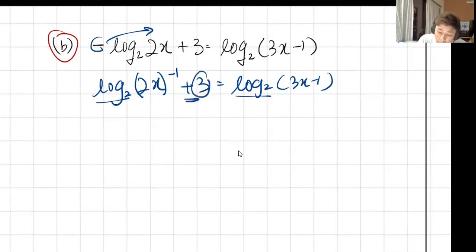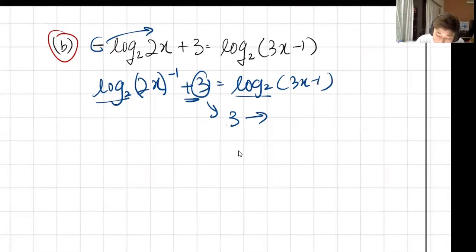How do you remove the plus 3 is also another trick. You can express any number in terms of log base something. How? If I want to express 3 into log base 2, what can I do? Think and see what you can do. Okay, I give you a few seconds to think. It's actually quite good thinking of this thing. How can I express 3 into log base 2 of something? Okay, so the answer is actually this.